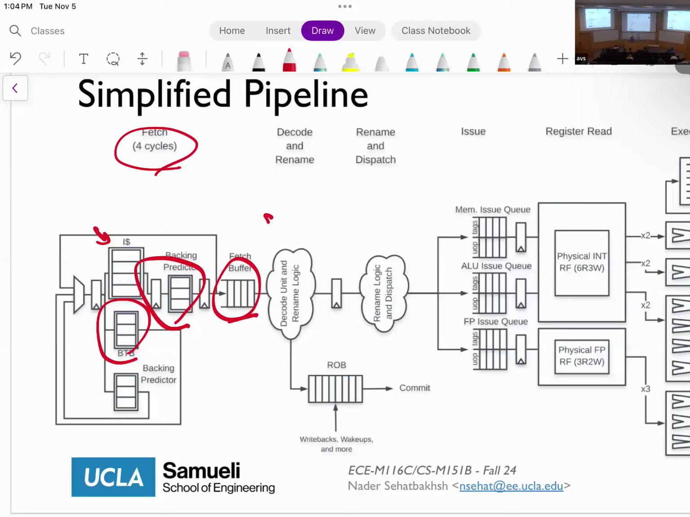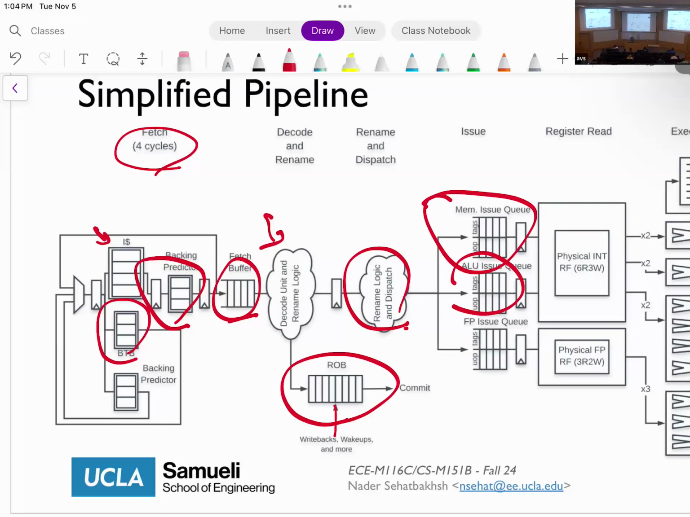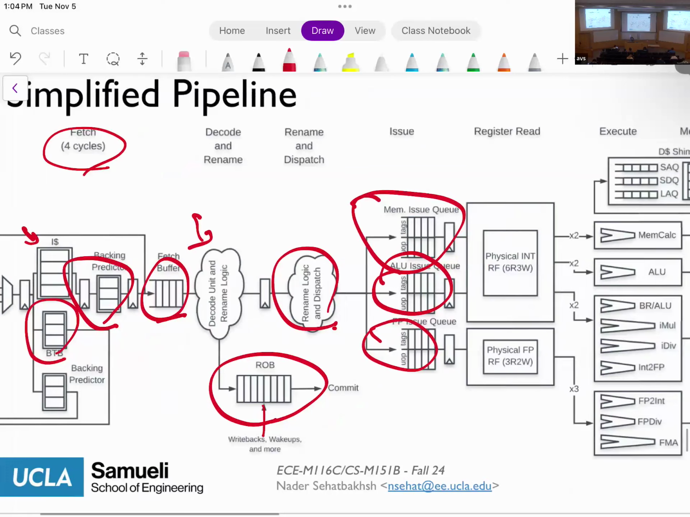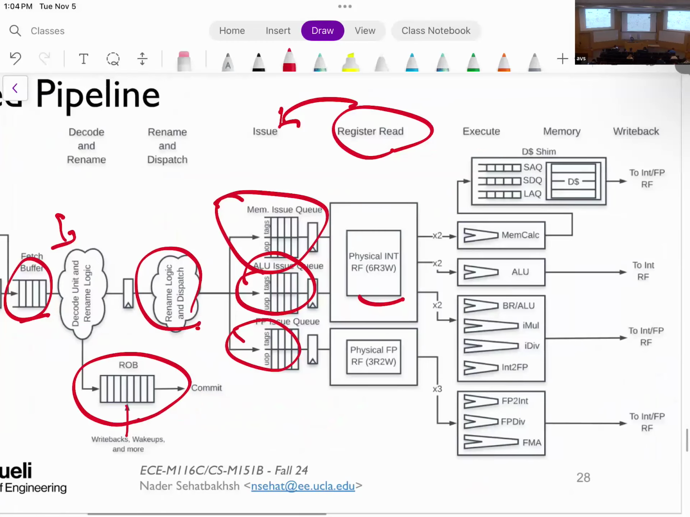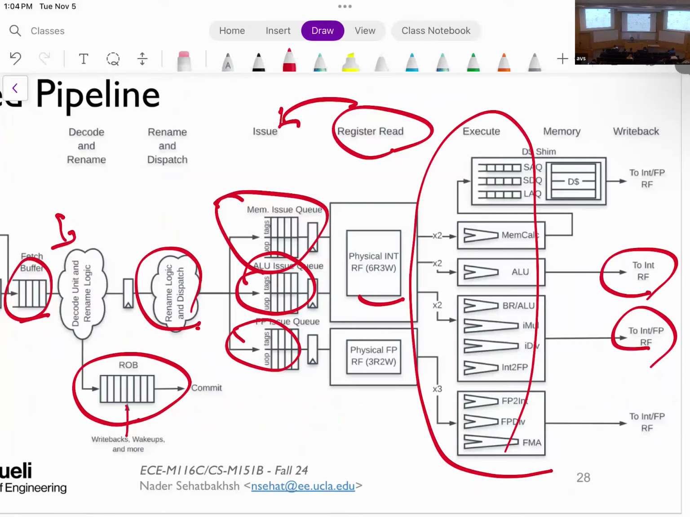Then I have my decode and rename logic. I have my ROB. I have the head of the ROB and all those things. I have my dispatch. As I said, I have distributed queues. I have my physical registers. So this is, as I said, read after issue. Then I have my functional units, and then these functional units go back to these registers.